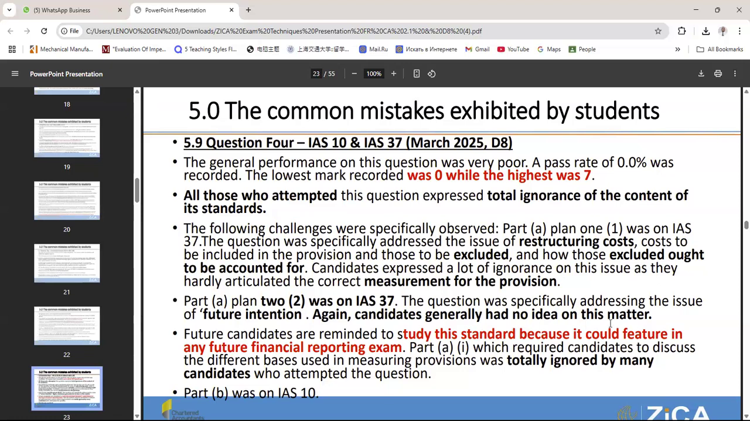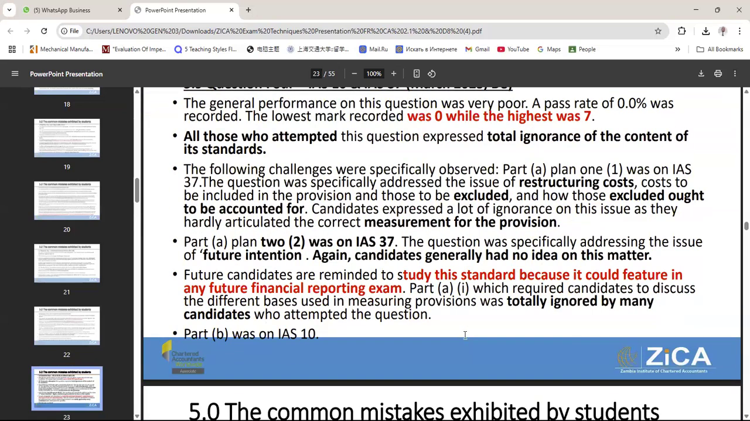Future, what have we been guided? This standard could feature, now, future cut-off dates, they are referring to you now, June and in future. You are reminded, they are telling you, study this standard. What? IAS 37, because the performance was poor. Someone got 0. So don't be shocked if you see a similar question. Then you say, no, Zika, they repeated the same question which came. Yes, you were told that they didn't perform well. So should we go and start testing you something else, when we have noted there is a gap? No. Hope the message is clear.